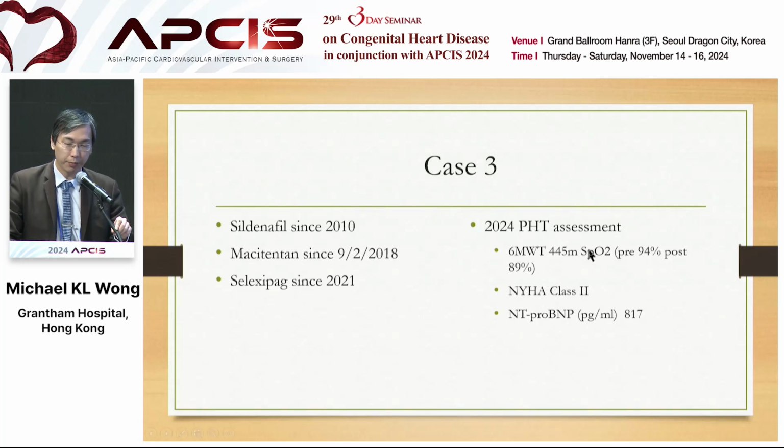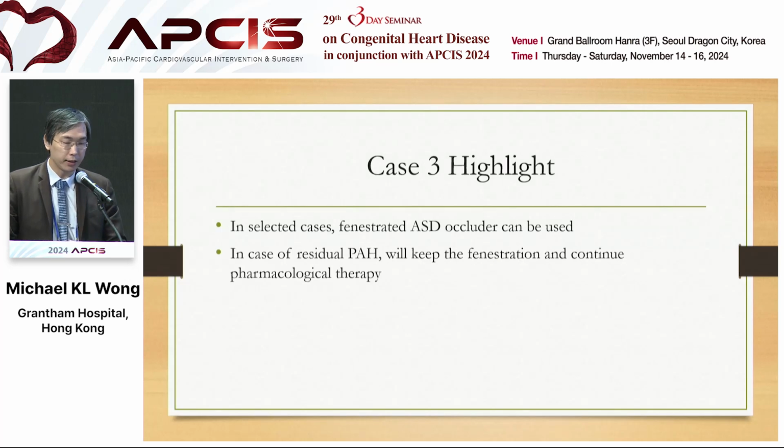Actually, this year, the patient is still doing quite well with functional class 2, 6-minute walk more than 400 meters. And also, you can see NT-proBNP is in the intermediate zone, not very low, but still acceptable. So this case highlights that in selected cases, a fenestrated ASD occluder can still be used just to give a safety mechanism in case there is RV dysfunction or RV failure. In case of residual PAH, the fenestration will keep it patent and we also continue the pharmacotherapy, just like other patients with PAH.